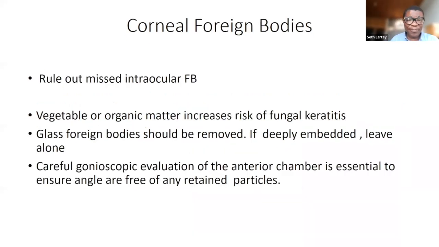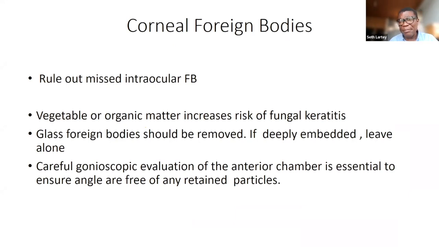For corneal foreign bodies, it's important to rule out any intraocular foreign body that has been missed. But be careful, if it's vegetable or organic matter, think of fungal keratitis, so you pay attention to those patients. If there's a glass foreign body, you can remove it. Any foreign body should be removed. If glass is deeply embedded, you can leave it alone. I have patients who have had glass in their corneas for 15 years and they are fine, right? Especially if the visual axis is free.